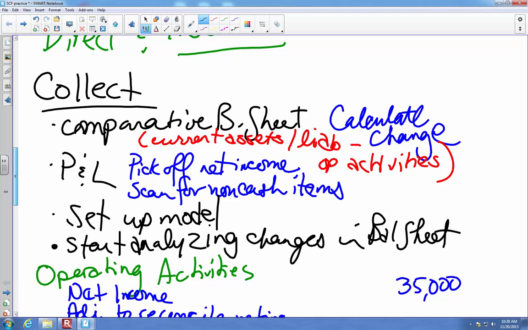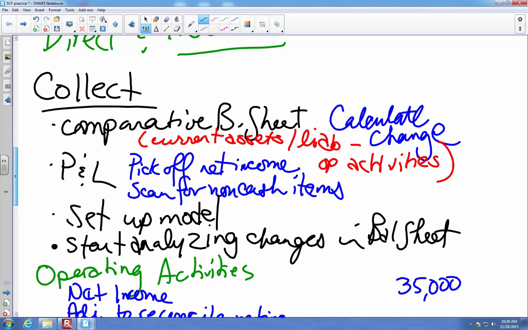Where do those numbers go? Look at your model and tell me where those numbers go. Beginning and ending cash. All the way at the bottom. Net change in cash plus beginning equals ending.